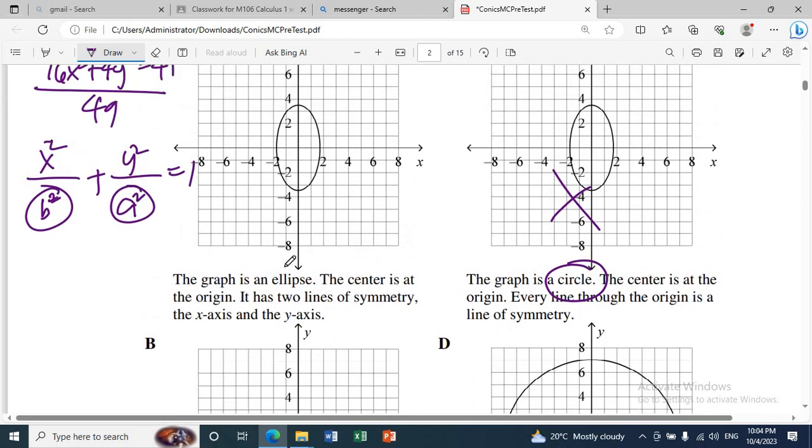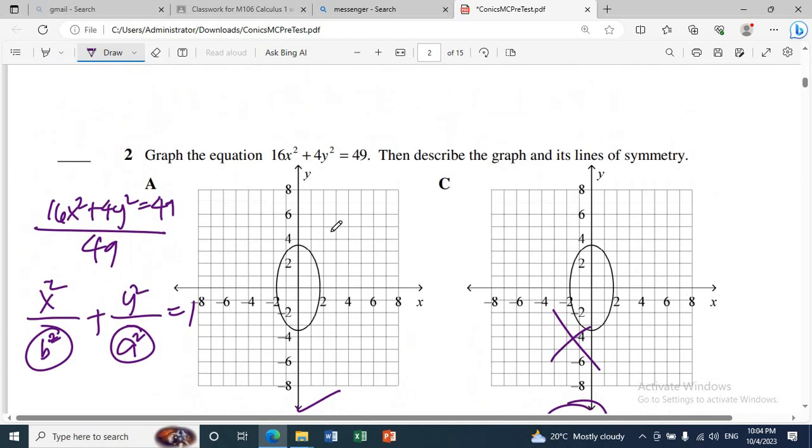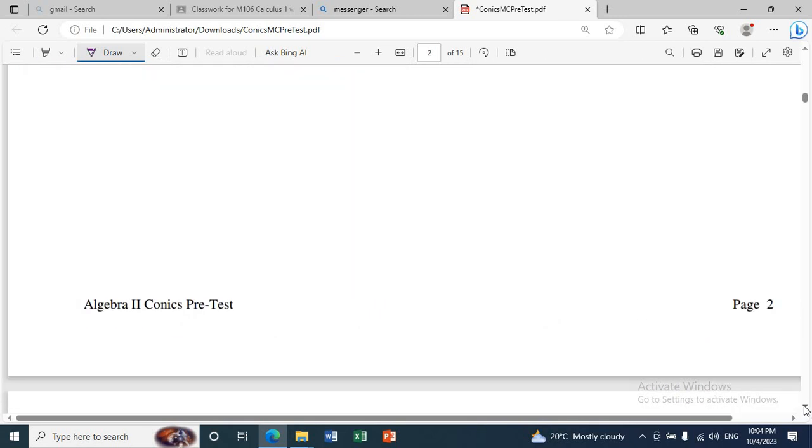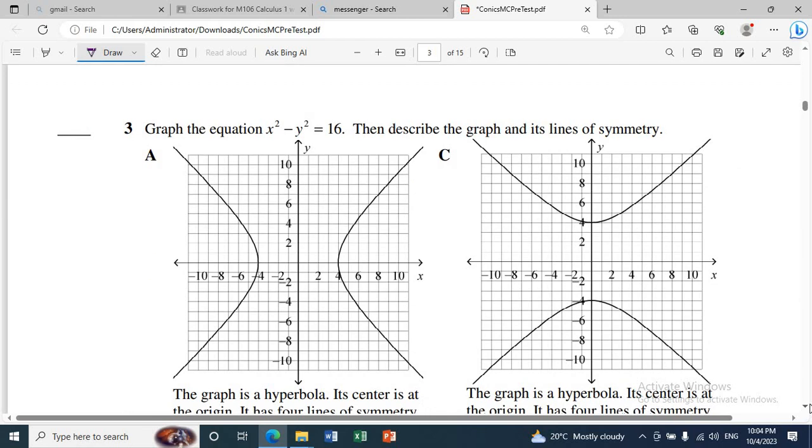Similarly with letter A, the graph is an ellipse. The center is at the origin. It has two lines of symmetry, the x and the y-axis. It's also correct. However, what we're looking for is a vertical ellipse. So therefore, it's letter A because it's a vertical ellipse. For letter B, it's horizontal. So it's wrong. Okay, let's go to number 3.